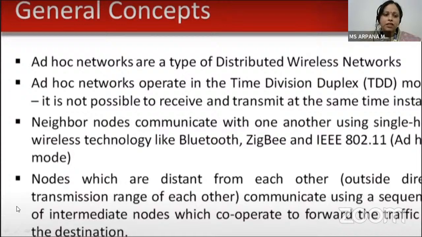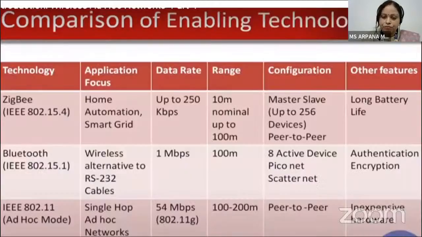Now, the next general concept: nodes which are distant from each other, outside the direct transmission range of each other, communicate using a sequence of intermediate nodes which cooperate to forward the traffic to the destination. So we have already discussed the general concept in ad hoc networks that multi-hopping is utilized for proper communication, so intermediate nodes will definitely be utilized.